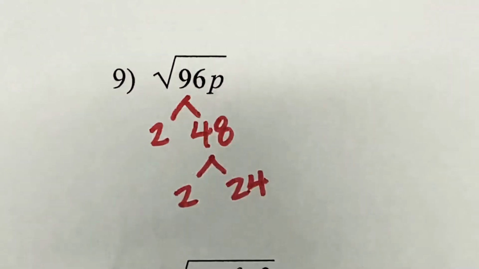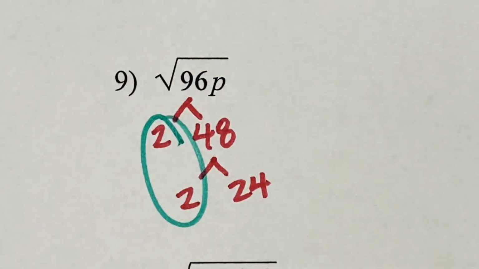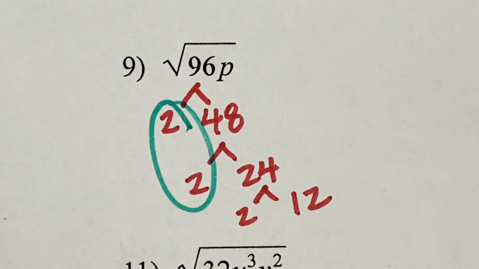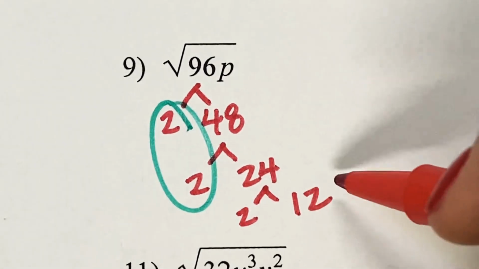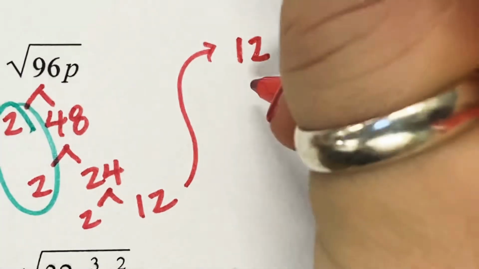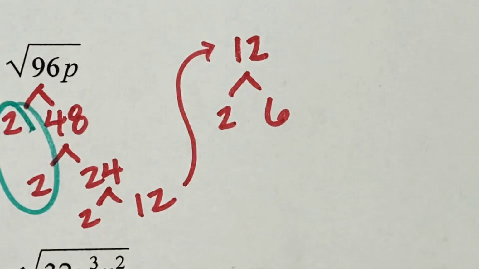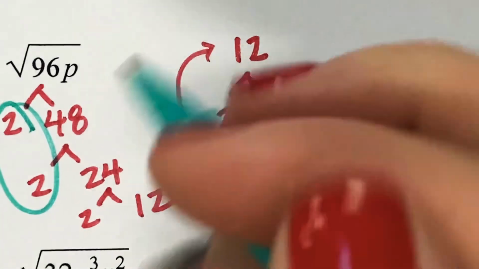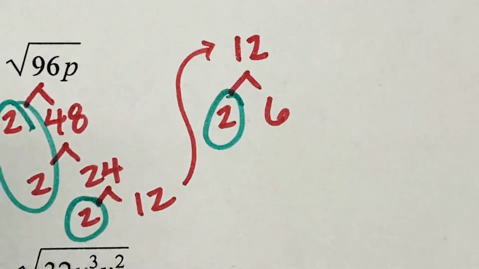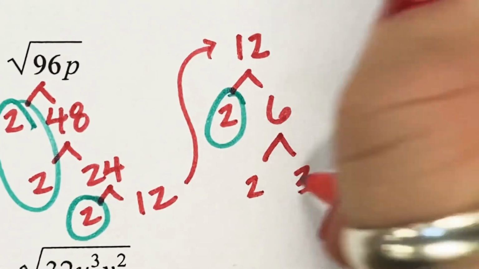I have one couple that I see, but let's not stop there. We could have some more. So let's keep breaking down 24. 2 and 12. I'm actually going to bring this up here just to give us some more room. How can I break down 12? 2 times 6. I see another couple. So there's another couple of 2s that got to leave. Let's break down 6 to see if there are any others. 6 I know I can break down to 2 times 3.